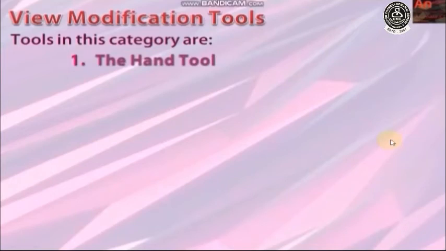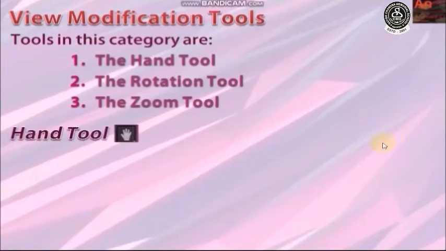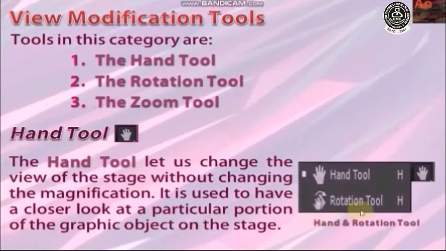View modification tools. Tools in this category are the hand tool, the rotation tool, and the zoom tool. First one, the hand tool. The hand tool lets us change the view of the stage without changing the magnification. It is used to have a closer look at a particular portion of the graphic object on the stage. This is your hand tool.